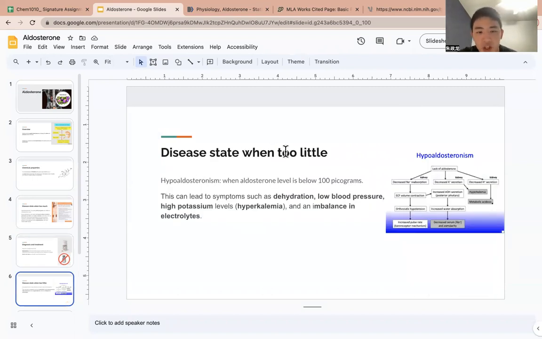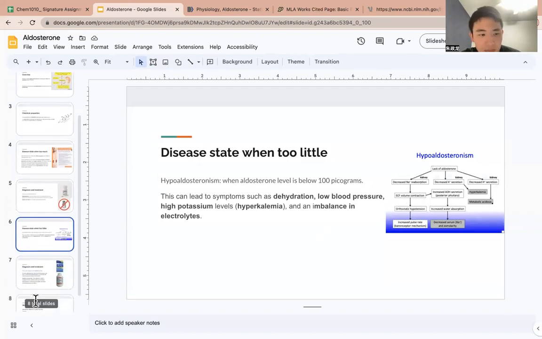So when it's too little, it's called hypoaldosteronism, which usually means that the level is below 100 picograms. This can lead to symptoms such as dehydration, low blood pressure, high potassium levels, and an imbalance in electrolytes.